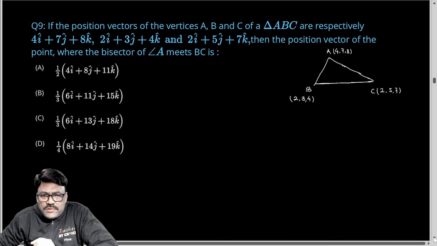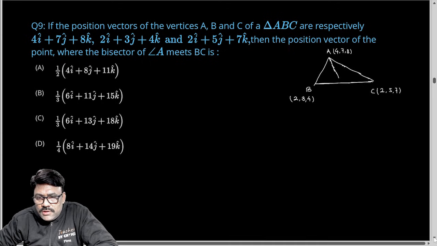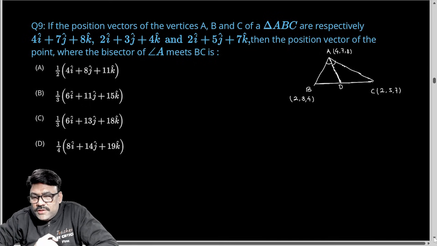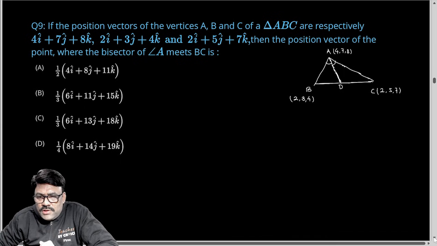Now they are saying to find the point where the bisector of angle A meets BC. So let's draw the bisector of angle A. Let's say bisector of angle A meets BC at D. Actually, AD bisects angle A. So what is the coordinates of D? You have to find D here. And you know that if AD bisects angle A, then BD over DC is same as AB over AC.